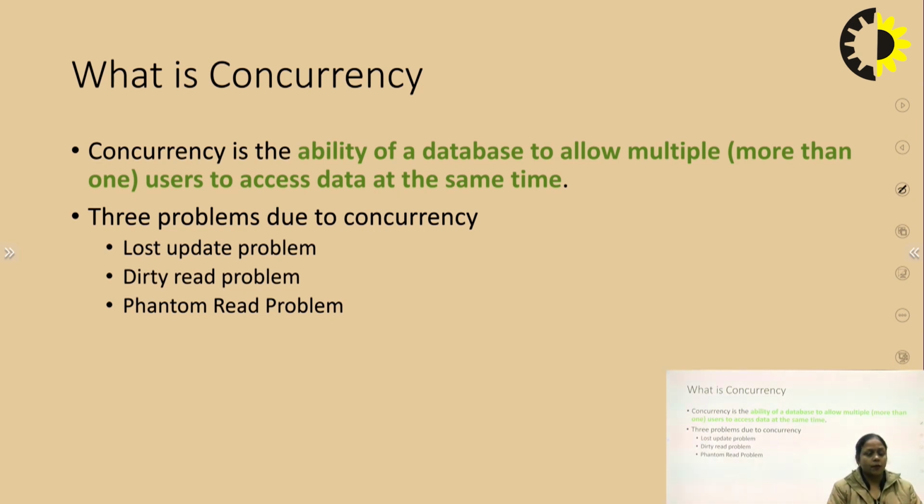Now there are some problems in the concurrency control. We are going to discuss three concurrency control problems. First one is the lost update problem. Second is the dirty read problem, and third one is the phantom problem. Firstly, we will start with the lost update problem.